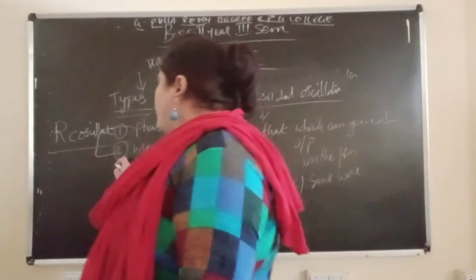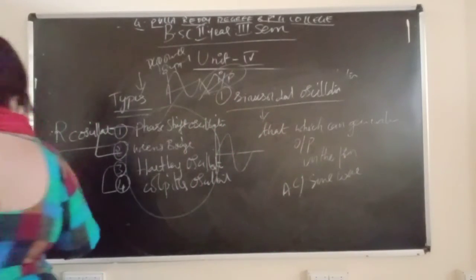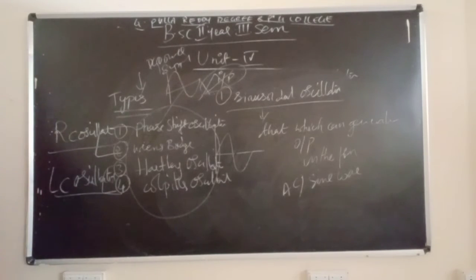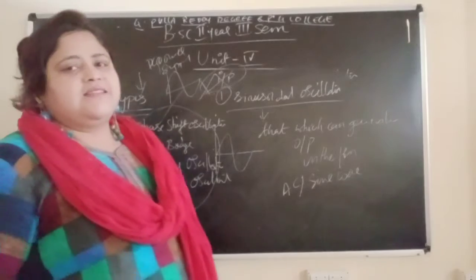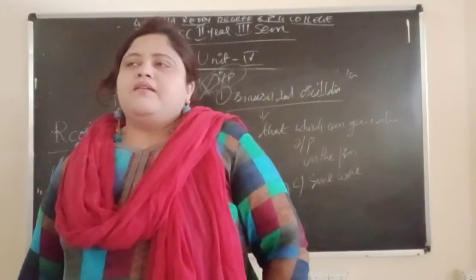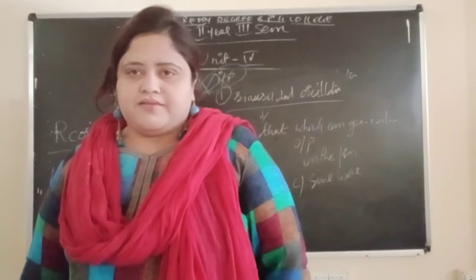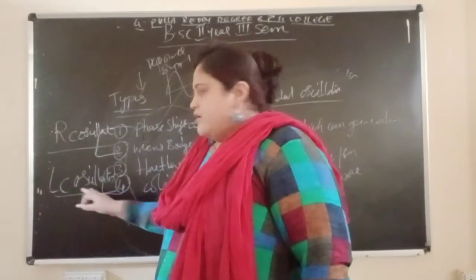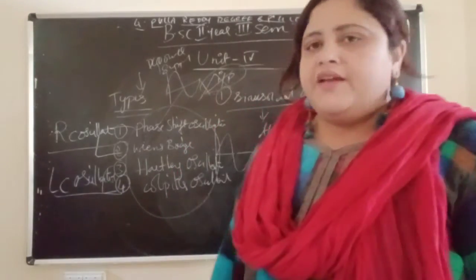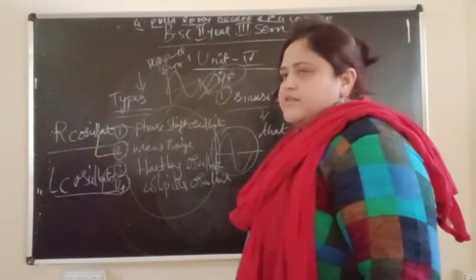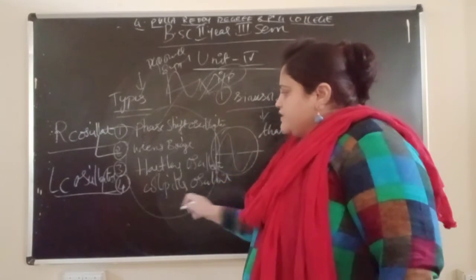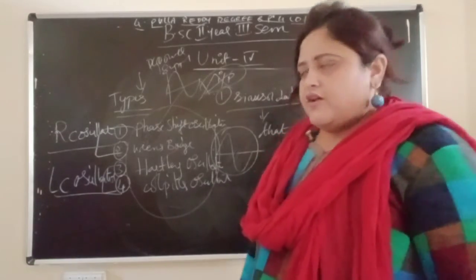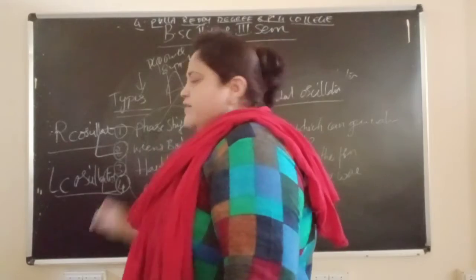These other 2 oscillators are known as LC oscillators. LC means what? Inductor and capacitor. With the help of inductor and capacitor, Hartley and Colpitts oscillators will generate the output in the form of sine wave. So, LC oscillators are 2 types, Hartley and Colpitts. RC oscillators are how many? 2 types, phase shift and Wien bridge.